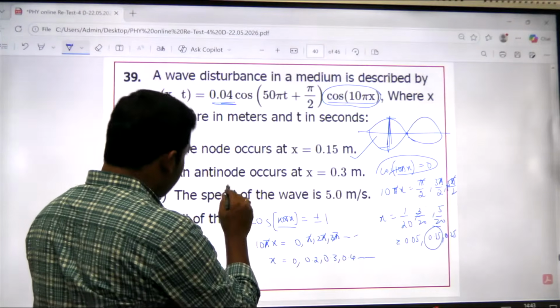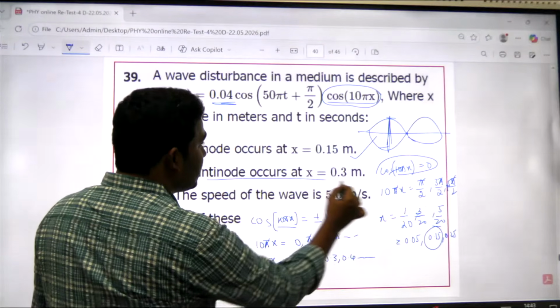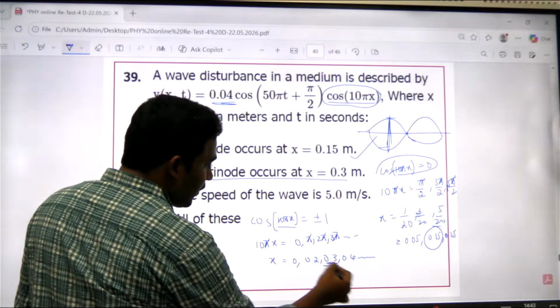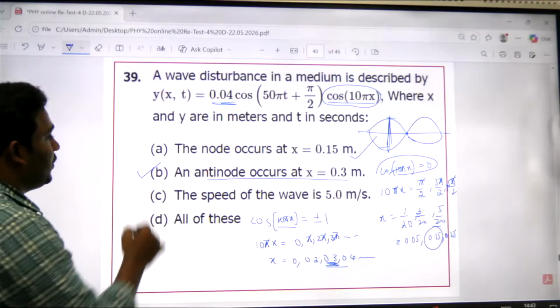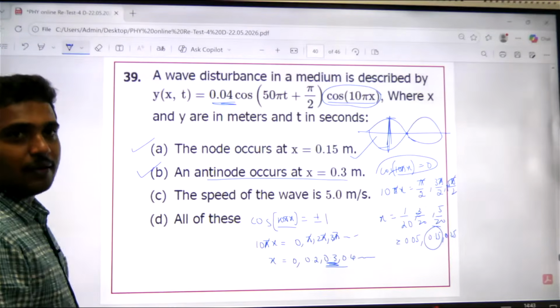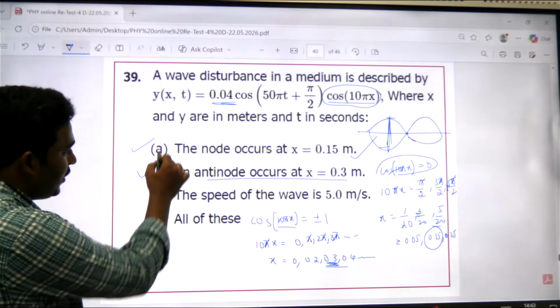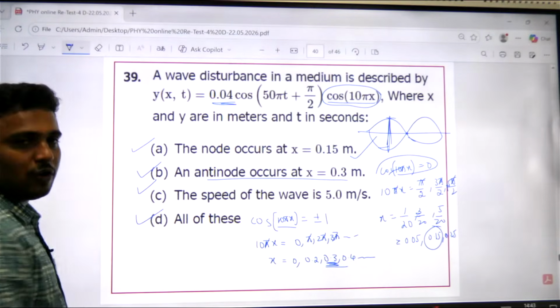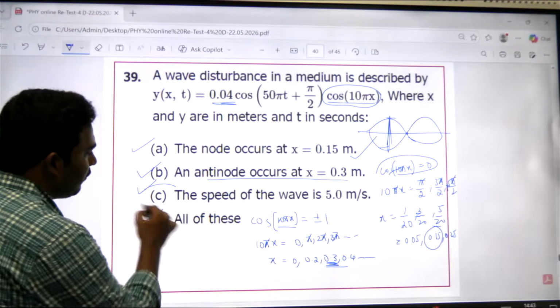In the given statement, what is he saying? The antinode occurs at x is equal to 0.3 meters. So your option A is right, option B is also right. Like we know that if these two are right, this will also be right. So how do you find the velocity?